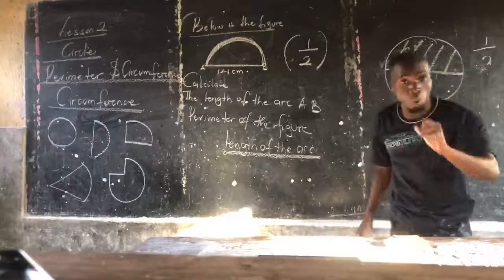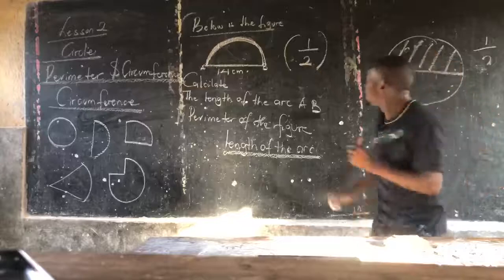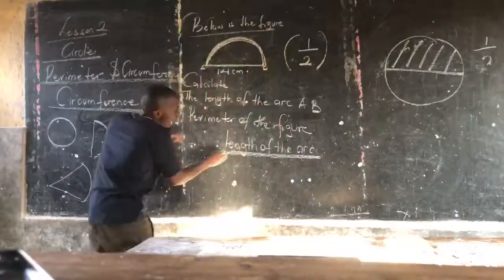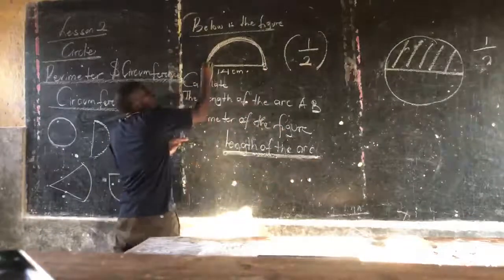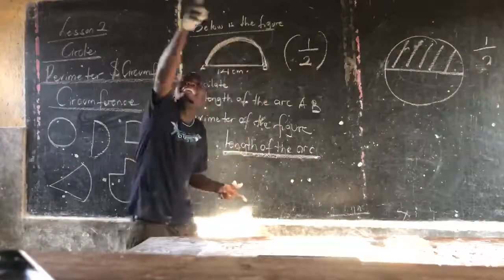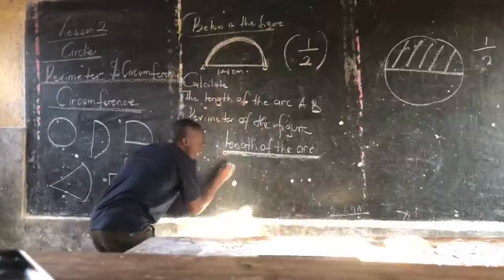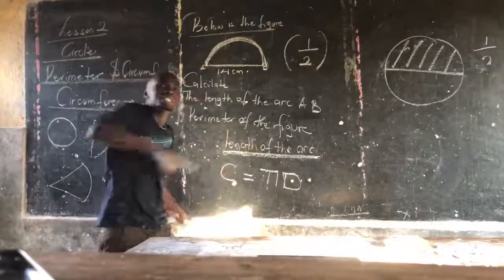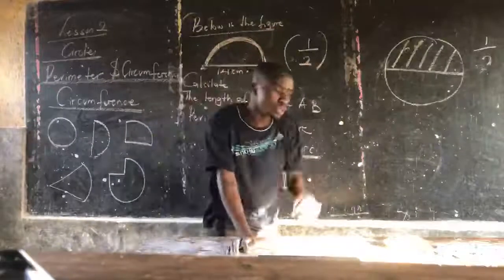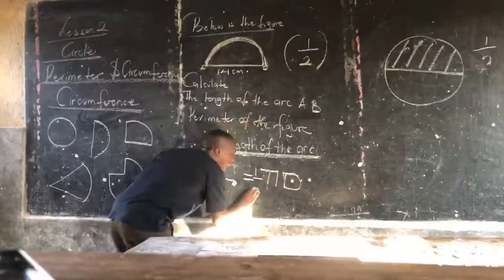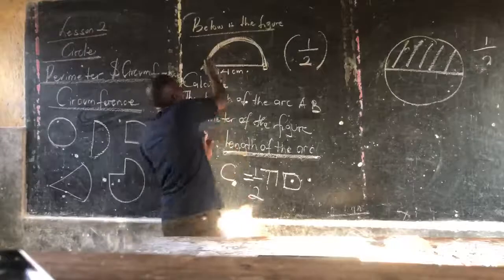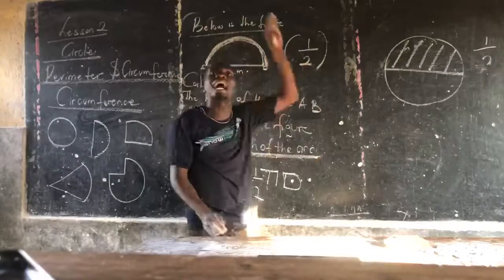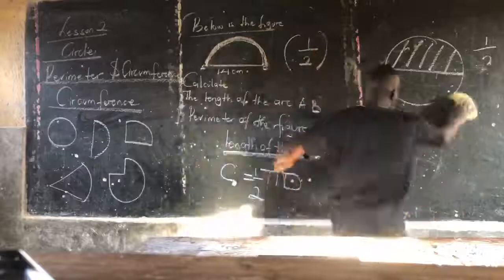It is a part of a circle. And you see a full circle. And you are half of a circle. So I want the length of the arc. The circumference is going to be pi times what? Diameter. A full circle. But this one is not a full circle. It is a half of the circle. So the circumference of this figure is a half pi diameter.